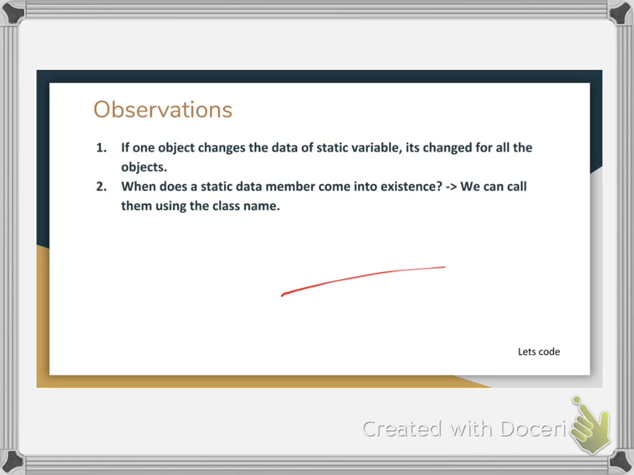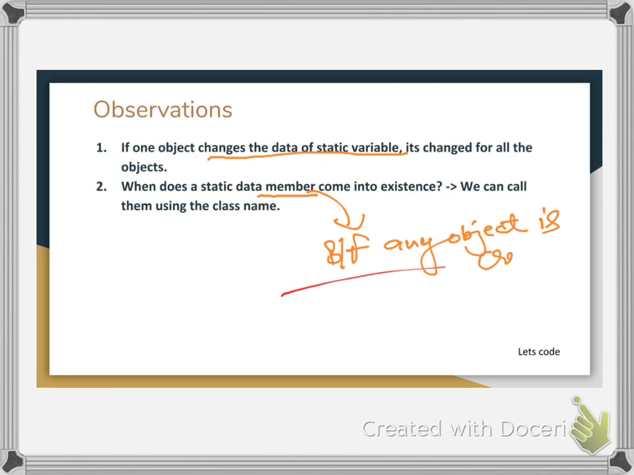So we have seen how to play around with your static member. One thing is, if one object changes the state of a static variable, it's getting changed for all your objects. And second, we have already seen this, right? When does a static data member come into existence? It comes into existence before any object is created.